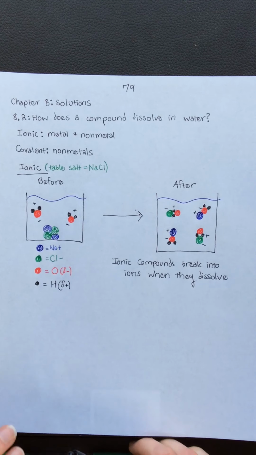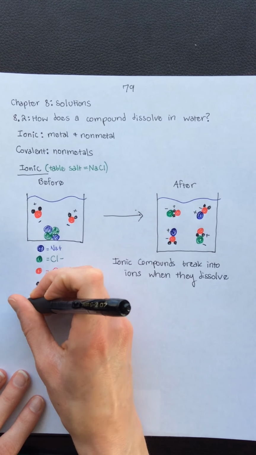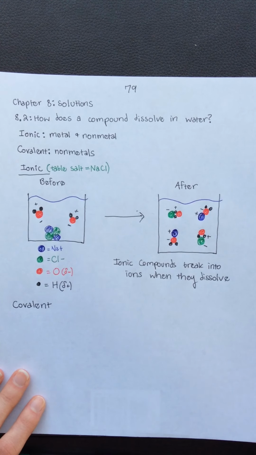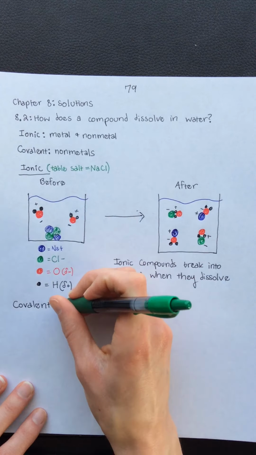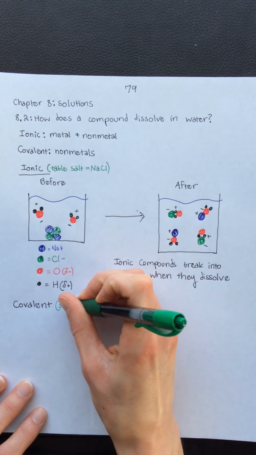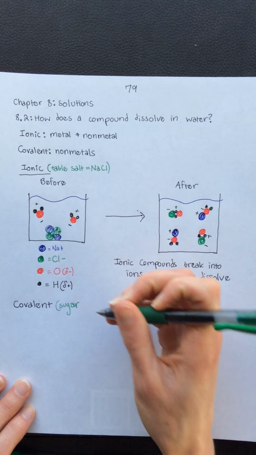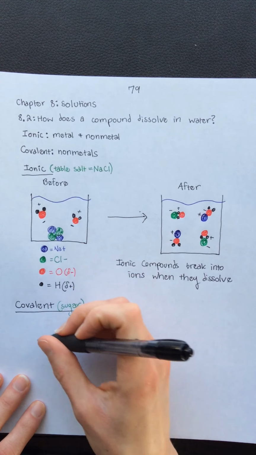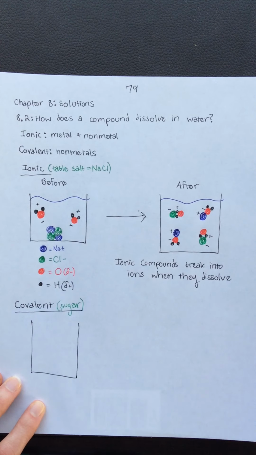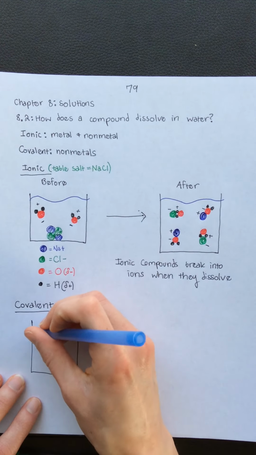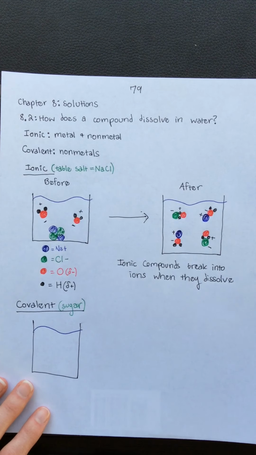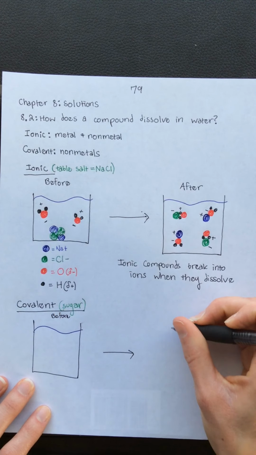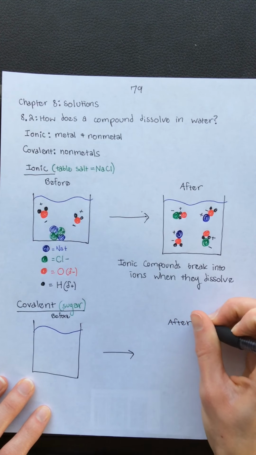Okay, now really quickly, let's talk about covalent compounds. So an example of a covalent compound is sugar. So sugar does something different than salt does when it dissolves. So we're going to draw a cup again and put some water in it. And again, we'll do before and after.